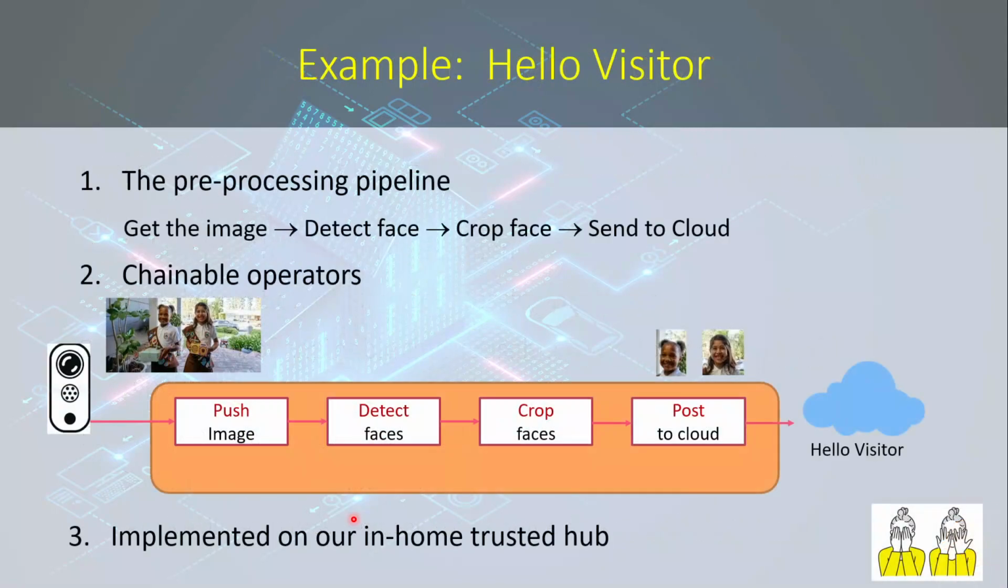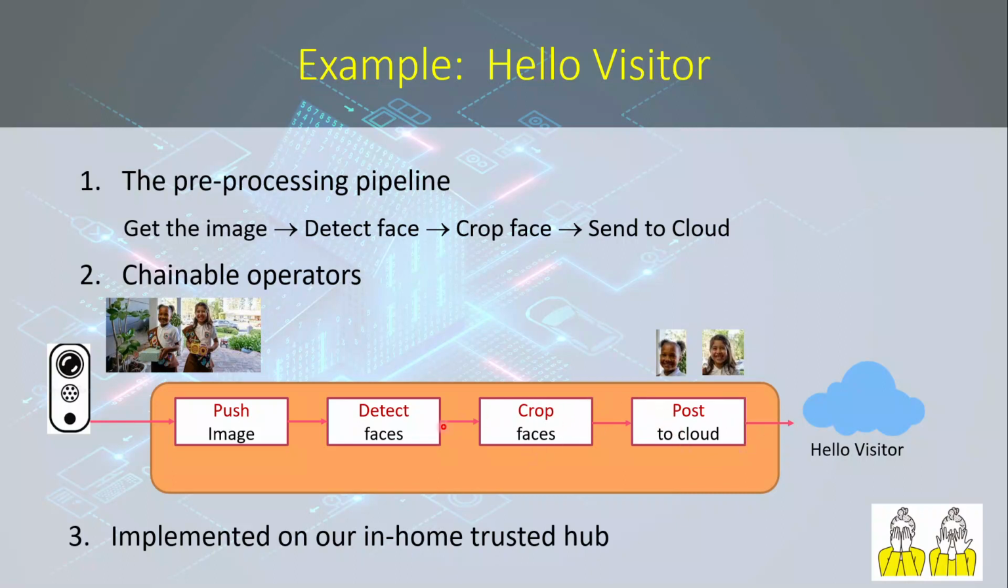As an example, here is our Hello Visitor application. Notice that the pre-processing pipeline can be identified as getting the image, detecting the face, cropping the face, and sending it to the cloud. The operators, which are implemented in software, would be the push operator, which is going to be pushed against the image, the detect operator, which would detect the faces, the crop operator, which would then crop the faces, and the post operator, which would then send that information to the cloud.